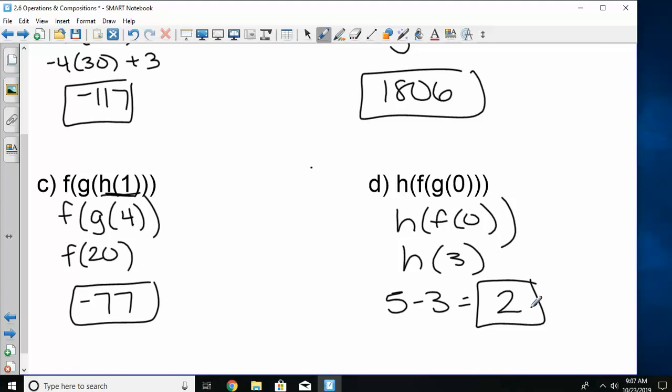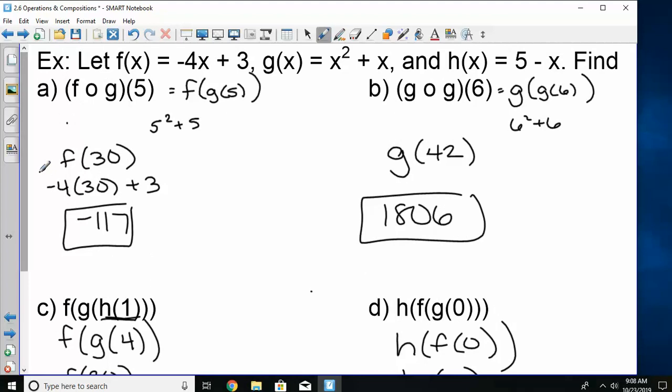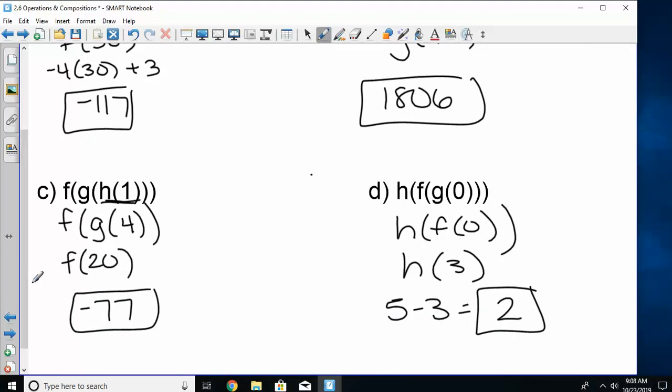So I put a 0 into g first, and I got out 0, because you had 0 squared plus 0. Then you put the 0 into f. So that gives us 0 plus 3, which is 3. Then I put the 3 into h. So I got this 3.